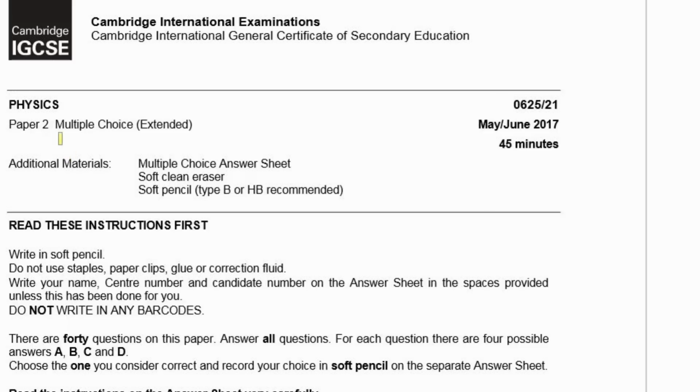Alright, well today we're going to run through the CIE examination for physics. This is paper 2, the multiple choice paper, and the code for it is 0625/21. This is May-June 2017. Alright, let's face down this enemy.